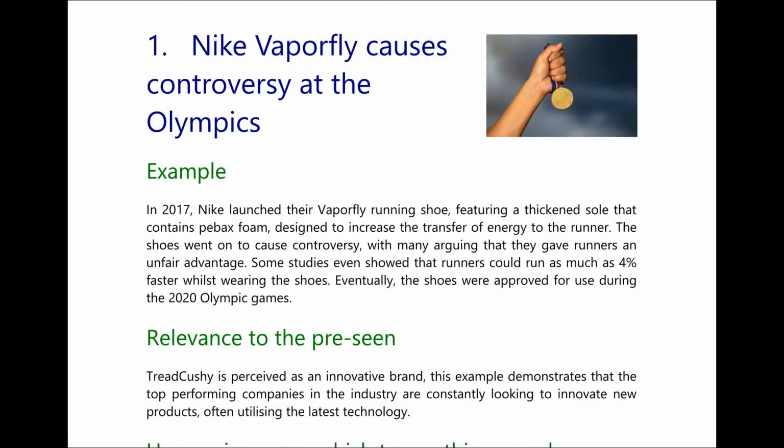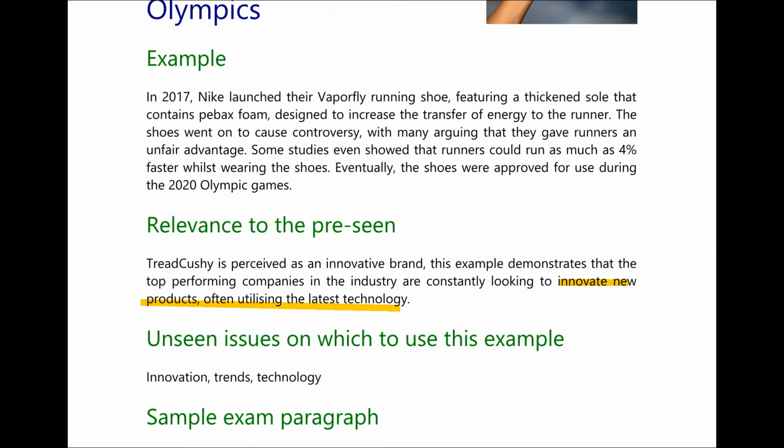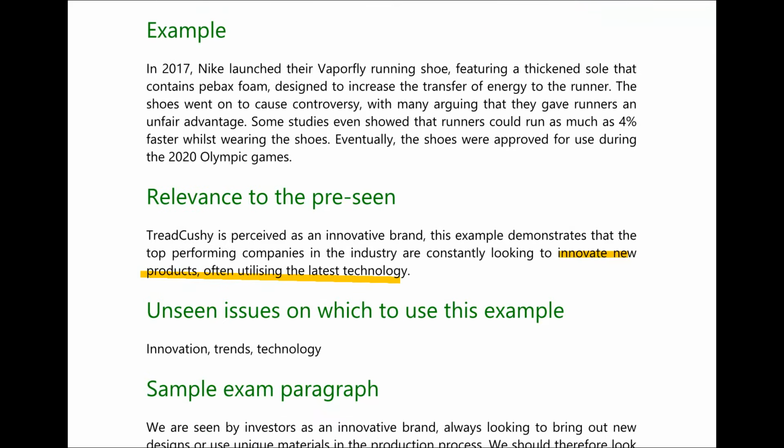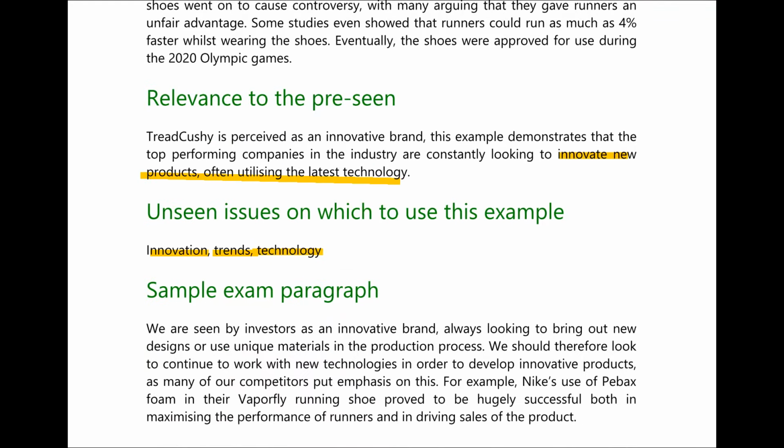So how does this relate to the pre-seen? Well, TreadCushy is also perceived as an innovative brand, and this example really demonstrates that the top performing companies in this industry are always looking to innovate, bring in new technology, push the bounds of what is possible to build into a shoe. So the kind of issues you want to use this example for are innovation, industry trends, technology, these kinds of issues. And a sample exam paragraph.